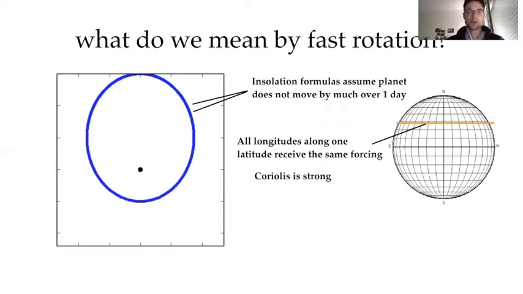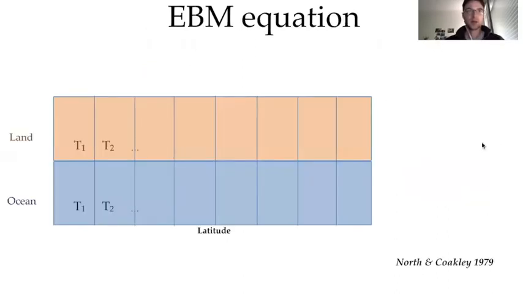A further assumption is that the Coriolis force is strong, again, not necessarily true for synchronous rotators. And ultimately, this means that the climate is dominated by zones, and we can think of things in terms of a latitude coordinate, as I show here. The EBM that I'm discussing here is one-dimensional in latitude, although we create a pseudo second dimension by partitioning the latitudes into land and ocean boxes.